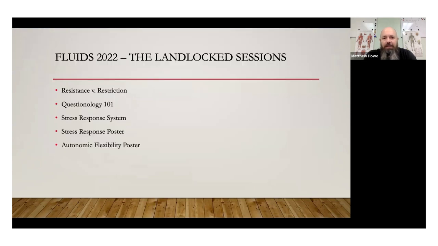So here we go. The landlocked sessions. This is what today's conversation is going to be. We're going to talk about a couple of these bullet points: resistance versus restriction, questionology 101, and the stress response system. We're going to talk about the stress response poster, one of the posters that you guys received, and then the autonomic flexibility poster. That's the other one. We're going to cover both of those towards the end today.